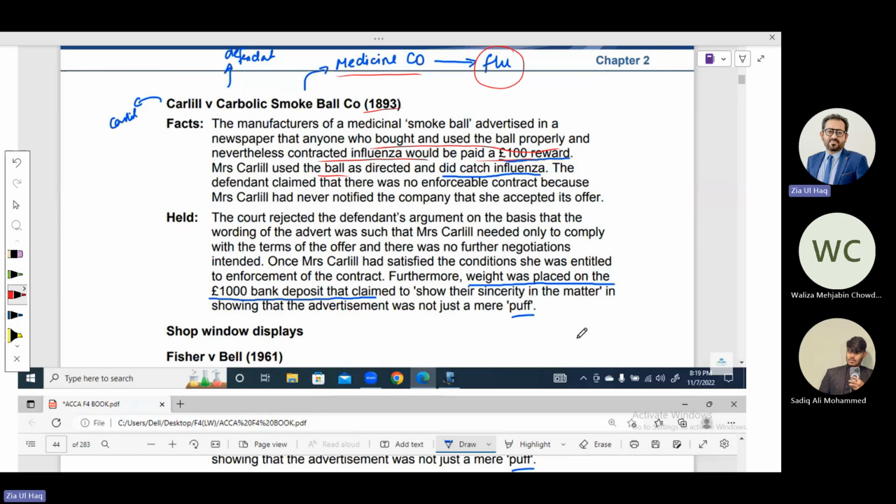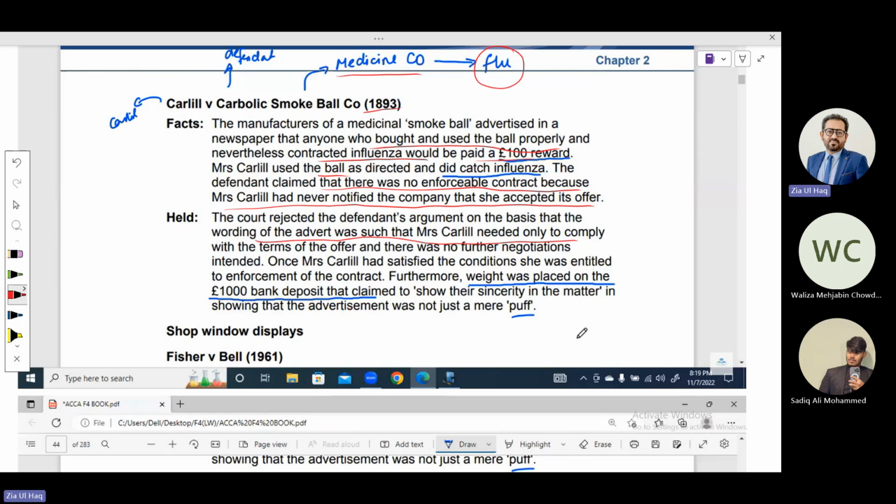So the defendant claimed that there was no enforceable contract because Mrs. Carlill had never notified the company that she accepted this offer. So the court rejected the defendant's argument on the basis that the wording of the advert was such that Mrs. Carlill need only comply with the terms.